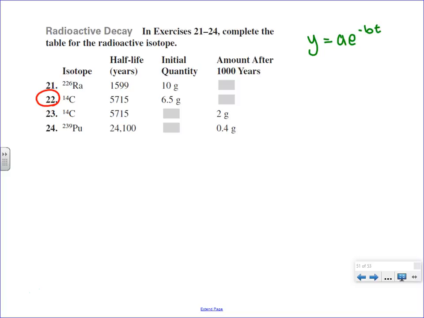Yeah. So we have carbon, which has a half-life of 5715 and an initial quantity of 6.5. So I don't mind the T, because that's like an X. I don't mind the Y, that's like a Y, it is a Y. But I don't like the A or the B. I really want numbers in there.